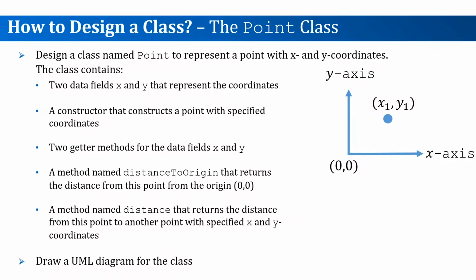The two other things that we are asked to represent is a method that is called distance to origin, which is going to calculate the distance of the point from the origin, right? So the origin is at 0, 0, and it wants to calculate that distance from the origin. Another method is called distance, and this method is going to return the distance to a different point. It doesn't have to be the origin, it's a different point with a specified x and y.